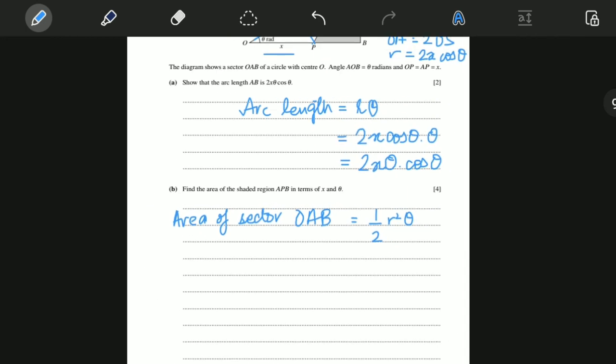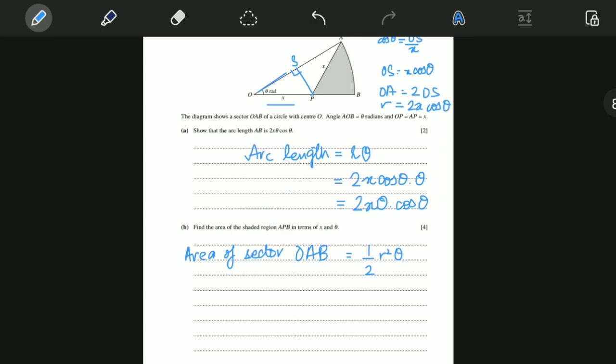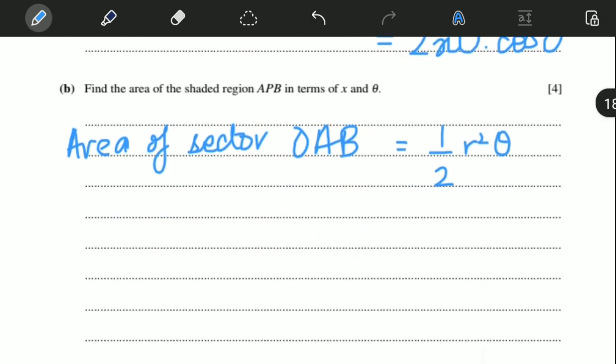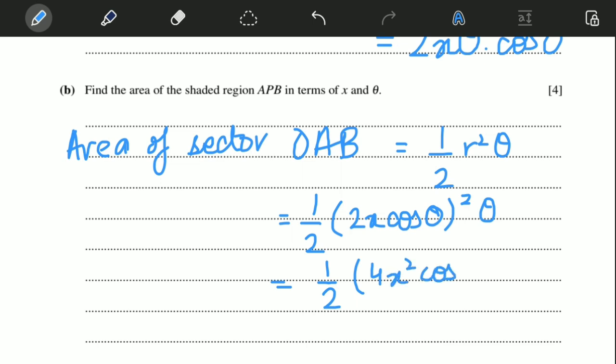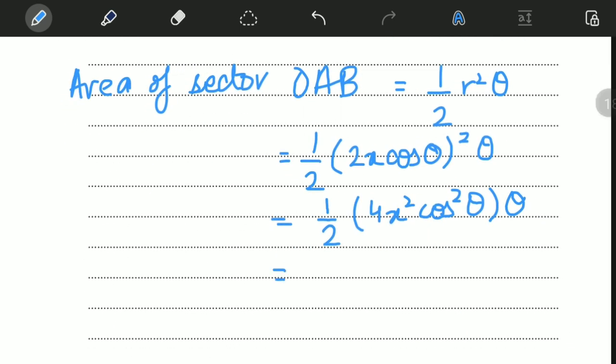We know r now. R is OA, and OA is 2x cos theta. So half times 2x cos theta square theta. So this will become half of 4 times x square cos square theta theta. 2 2s are 4, so 2 x square theta cos square theta.